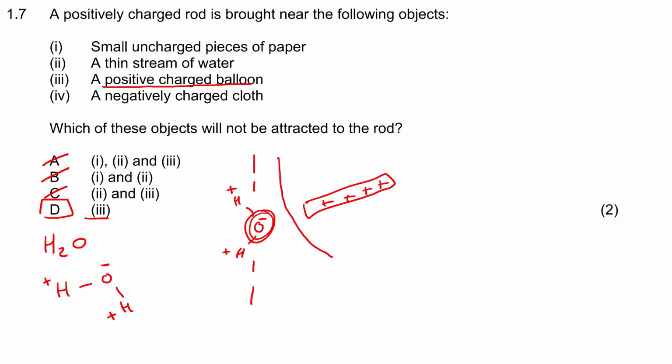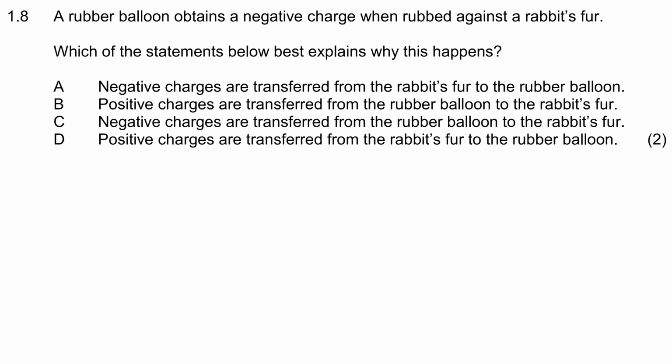That makes sense. If this is positive, and then you look at a positive balloon, so let's say we have a positive balloon over here, we know that like charges repel. And so if both of these are only positive, well then of course they're not going to attract each other, they are going to repel. And so the answer for this one must be D.